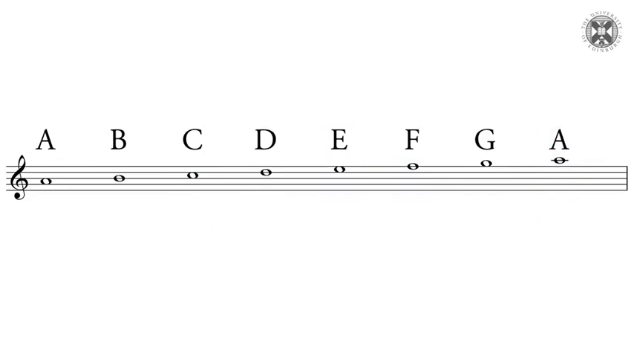So by taking A as our new tonic, what we see is that we actually still use all the same notes, but now we've got a different pattern of tones and semitones. We get A to B is a tone, B to C is a semitone, C to D is a tone, D to E is a tone, E to F is a semitone, F to G is a tone, G to A is a tone.